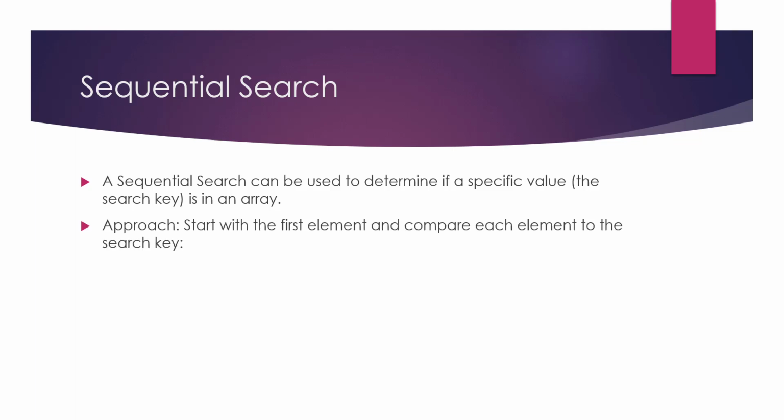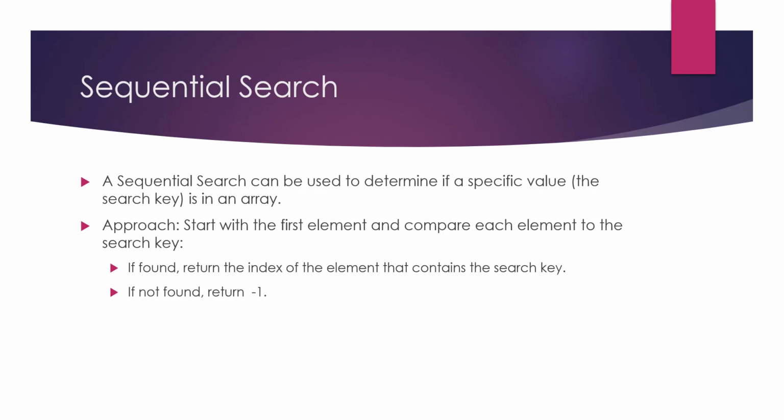So the approach we are going to take is checking if this element is in the array by checking element by element and comparing each element to the search key. So we start with the first element, we compare it to the search key. If they are equal, then we will return the index of that element. If they are not equal, we'll go to the next element, and we keep going until we reach the end of the array. If we reach the end of the array and we did not find the element in that array, in that case, we'll be returning -1.